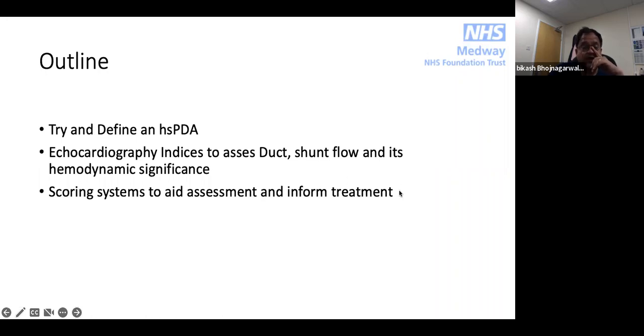Okay, scoring criteria to aid assessment and inform our treatment.